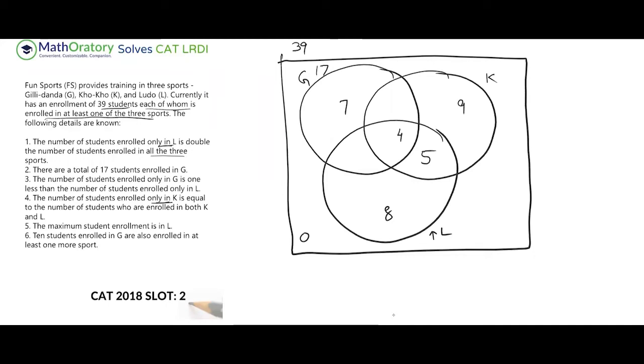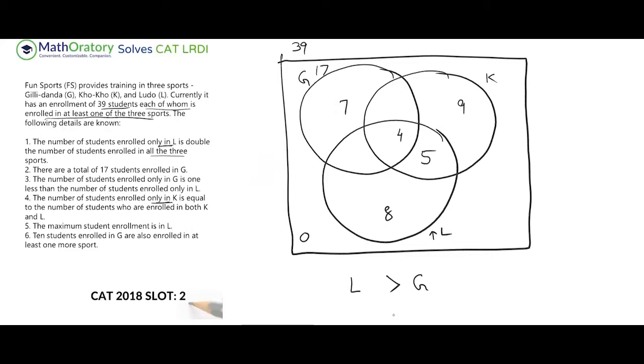So one thing I've not accounted for as of now, the L value has to be the highest. So this L circle should be the highest here, right? Now, how to incorporate this? So let us compare both of the other two circles here. So when I'm comparing L with G, the L total has to be greater than G total, right?